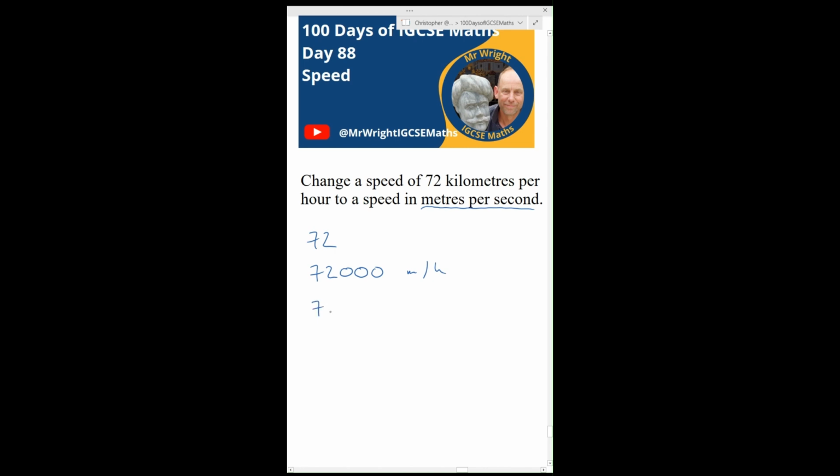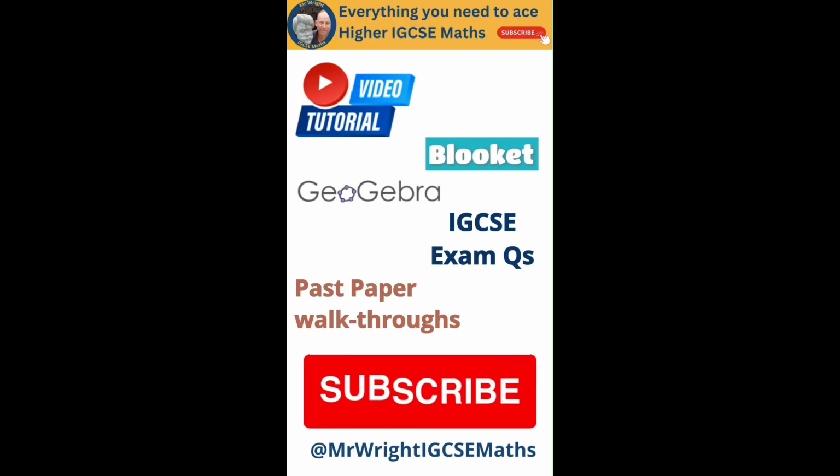So if I divide that by 60, that would tell me how many metres a minute it was, and that gives me 1,200 metres every minute. So I'm going to divide by 60 again to tell me how many metres that is per second. So the answer is 20 metres per second.